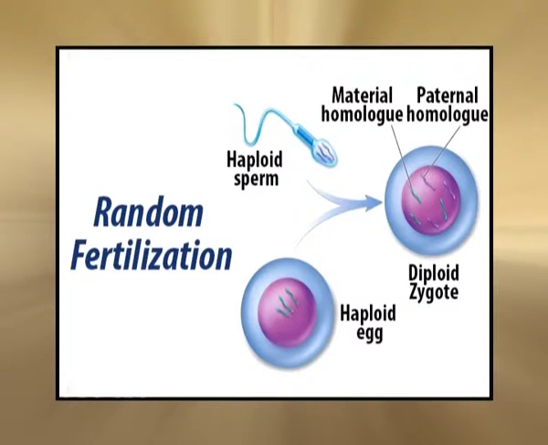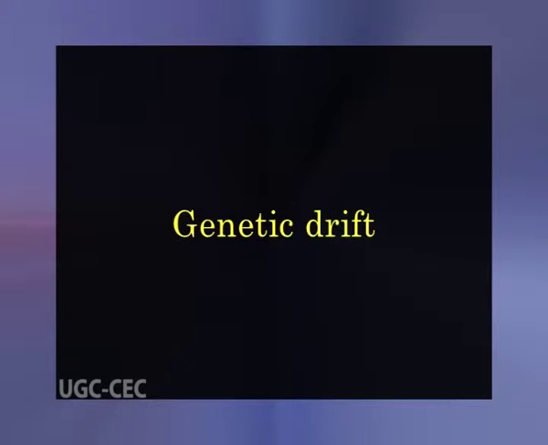A zygote produced by mating of a woman and man has a unique genetic identity. All three mechanisms reshuffle the various genes carried by individual members of a population. Third source of variation is genetic drift.